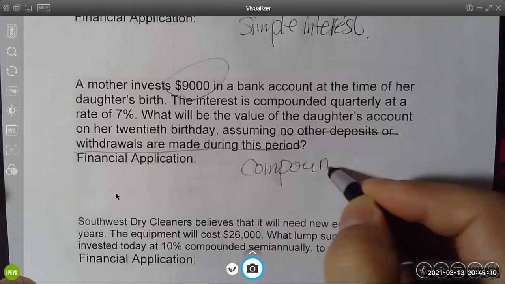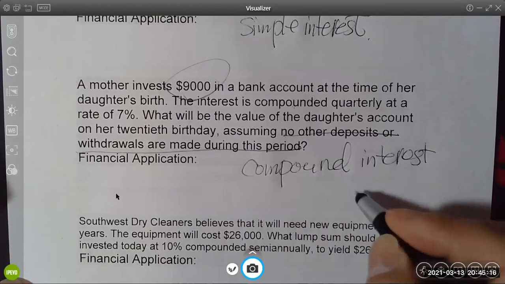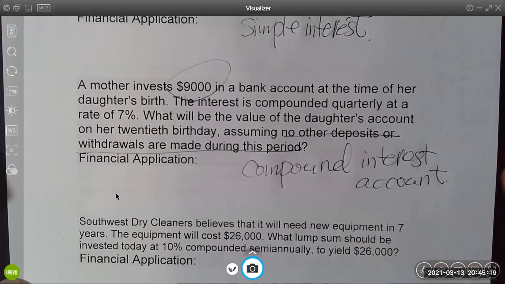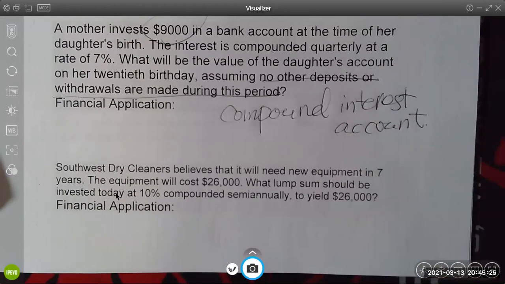I hope I made it clear enough. For compound interest account, again, depend on the wording and choose the closest one from the drop-down menu. Last one on this page. Southwest Dry Cleaners believes that it will need new equipment in 7 years. The equipment will cost $26,000. Apparently, this is the amount they need in the future, in 7 years. That's a future value. What lump sum should be invested today at 10% compounded annually to yield $26,000?